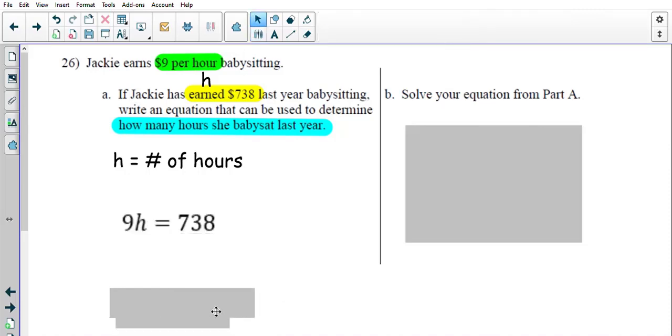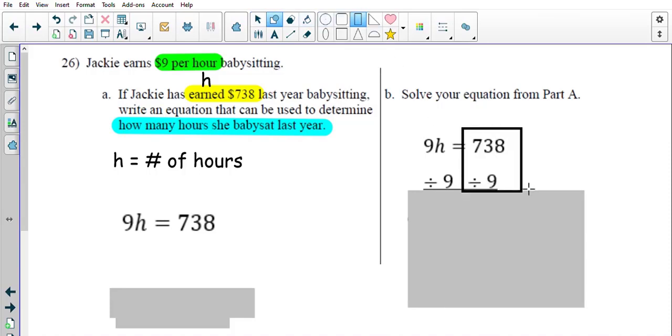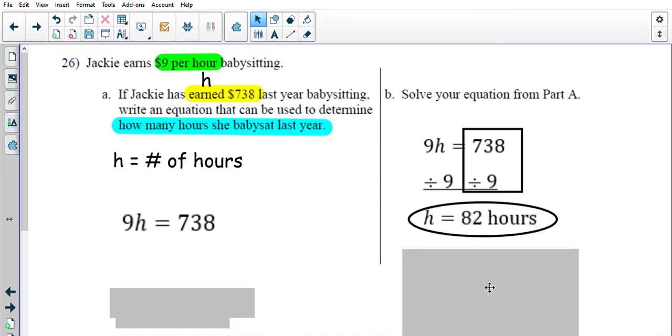Now again, if you recognize that you can just write 738 divided by 9 equals H, that's okay too, or H equals 738 divided by 9. There's other ways to write these equations using our inverse operations, and I'm okay with that as long as it's an equation. Let's solve this. The inverse of multiplying by 9 is to divide by 9. So to find your solution, you will plug into your calculator 738 divided by 9, and we should get a solution of 82 hours.